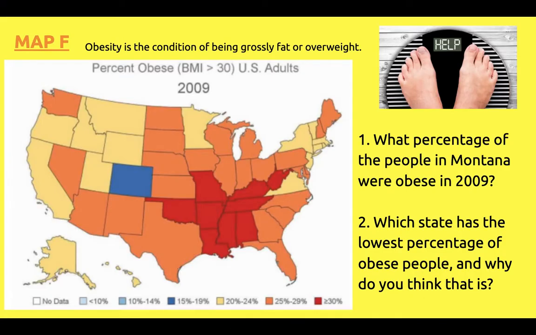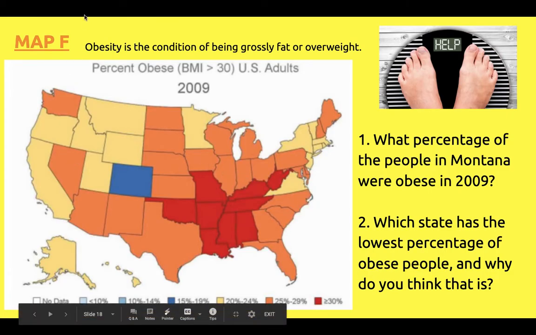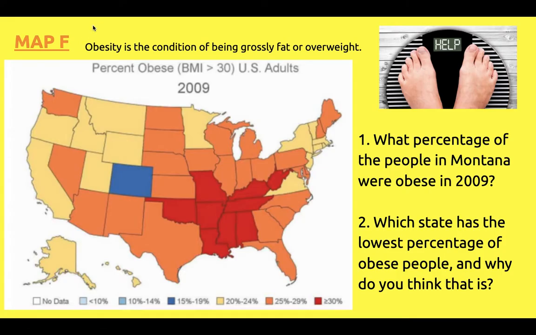Once the review questions for the regions are through, you guys will start to see the different maps again and analyze for information. So this particular map, map F, is the amount of obese people, US adults, and this was taken from 2009. Obesity is a condition of being grossly fat or overweight. Question 1 is what percentage of people in Montana were obese in 2009?